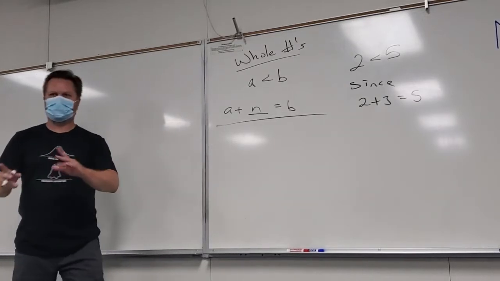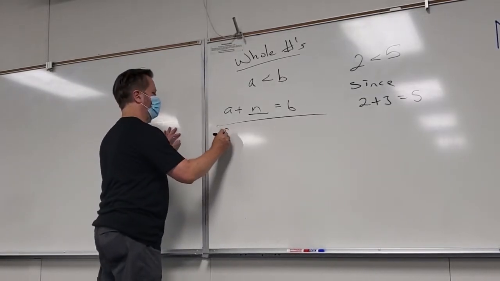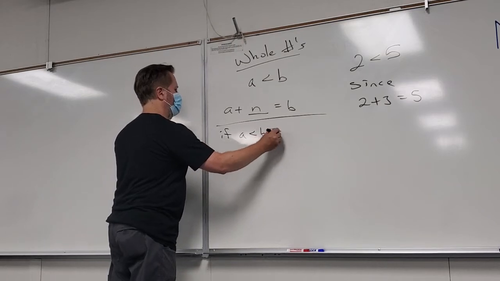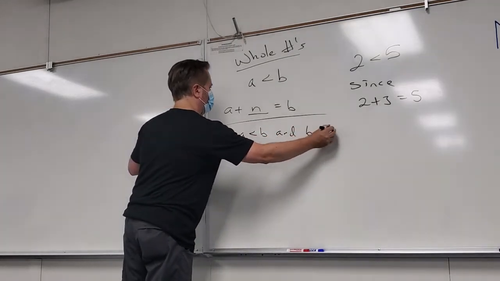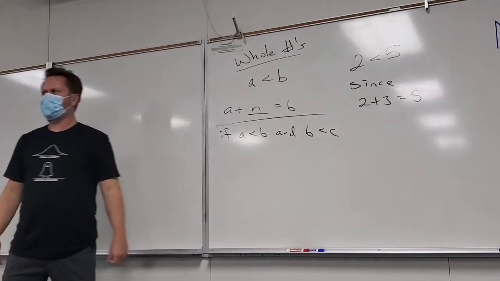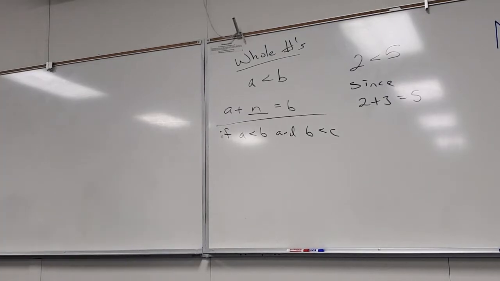Let me throw something else at you. What if A is less than B and B is less than C? What do you think else must be true? A is less than C. Should, yeah. So this is officially called the transitive property.